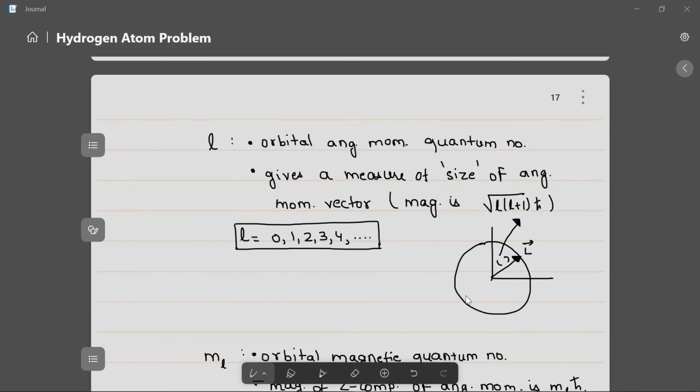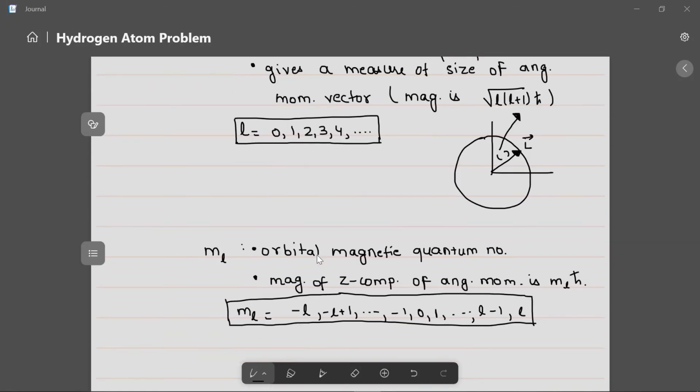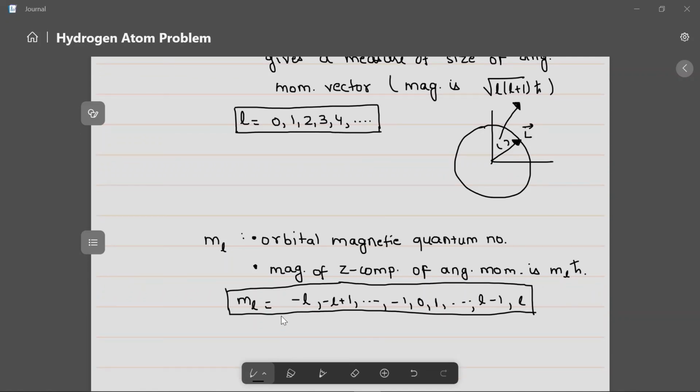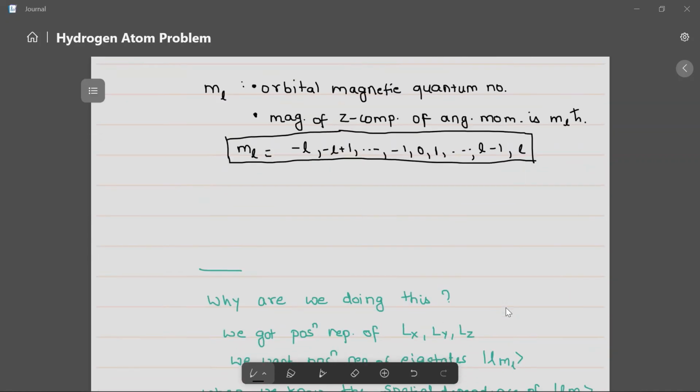Okay, and the permissible values for the orbital angular momentum quantum number are 0, 1, 2, 3, 4, right? And ml means orbital magnetic quantum number. What does this tell? It tells that if you have this angular momentum vector, what is the magnitude of the z component of it? The z component of it has a magnitude ml h bar. And the permissible values for ml are minus l to plus l in integer steps. I hope this is all familiar to you.